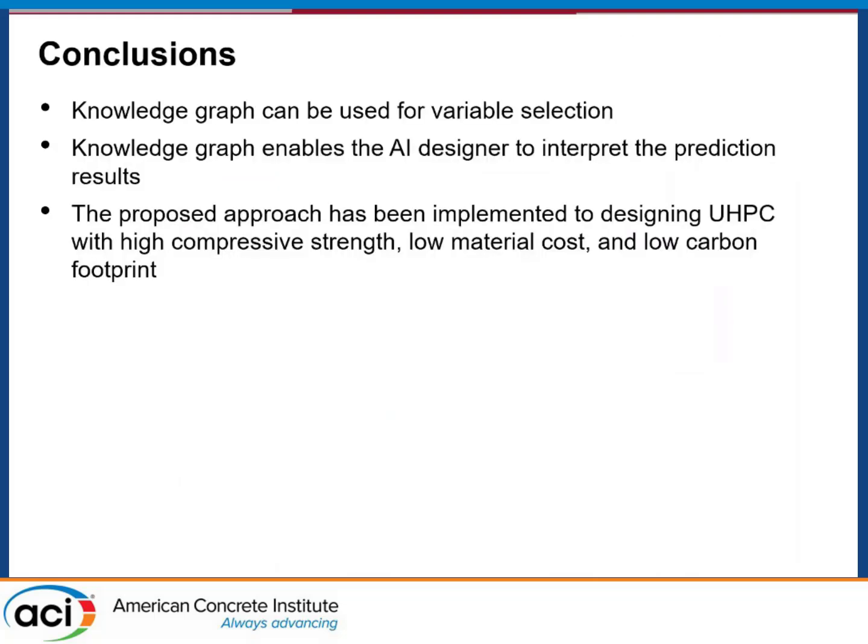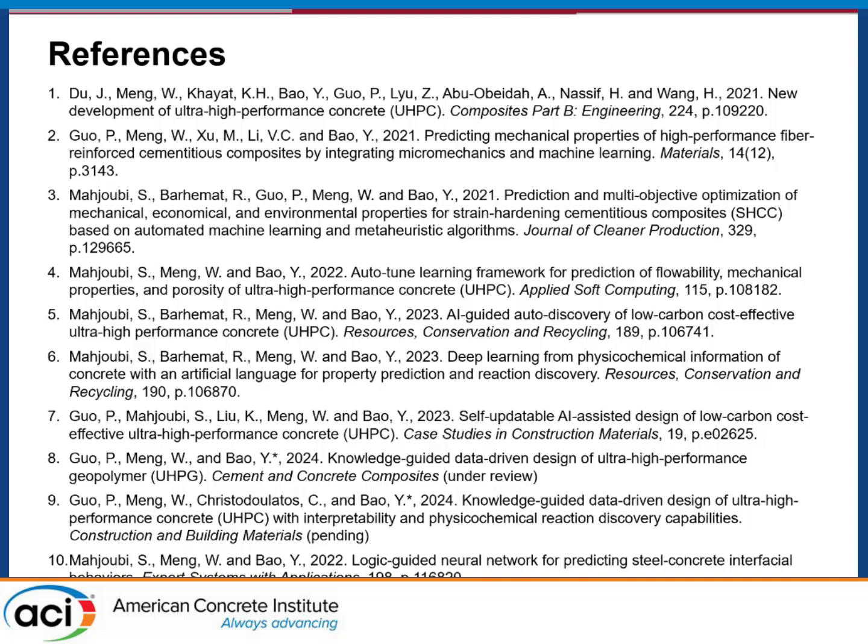So in conclusion, the knowledge graph can be used, first of all, to select the variables for the machine learning prediction model. And also, it enables the AI designer to interpret the prediction results. The proposed approach has been implemented to design the UHPC with high compressive strength, low materials cost, and low carbon footprint. For more details of our results, you can check our current papers. And the two papers on the knowledge graph are still pending. Hopefully, they will be published soon.